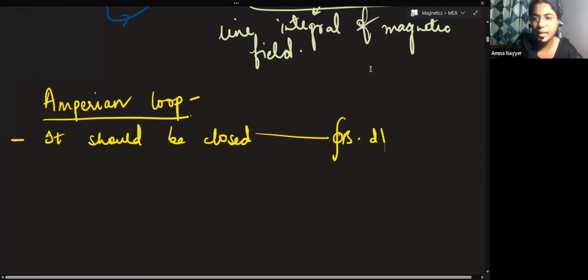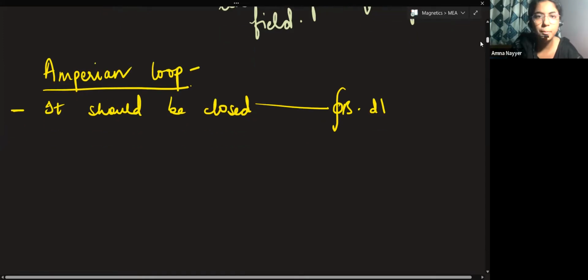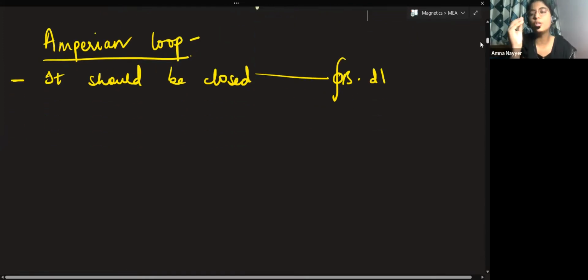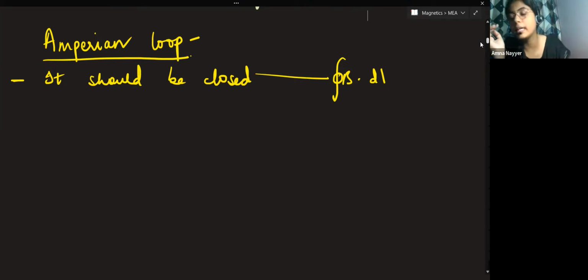The second criterion for any loop to be known as an Amperian loop is that the magnetic field should be either tangential or perpendicular to the loop. The reason is that the angle becomes 0 degree, and if the angle becomes 0 degree, then cos 0 becomes 1, and you can easily write B dl.